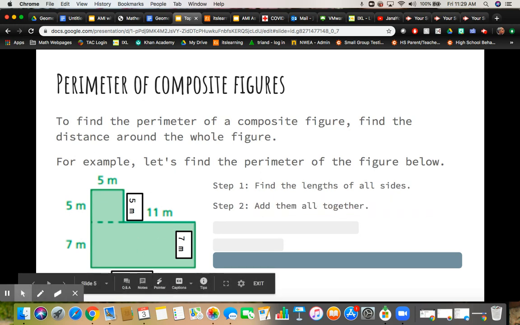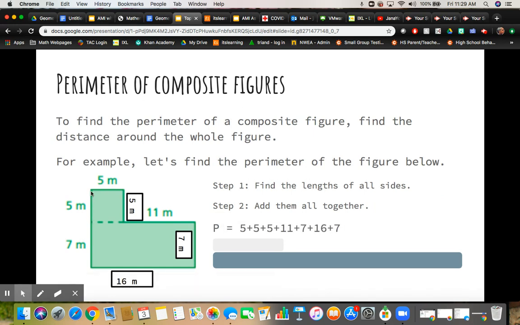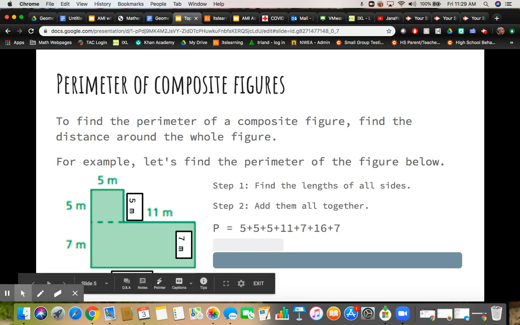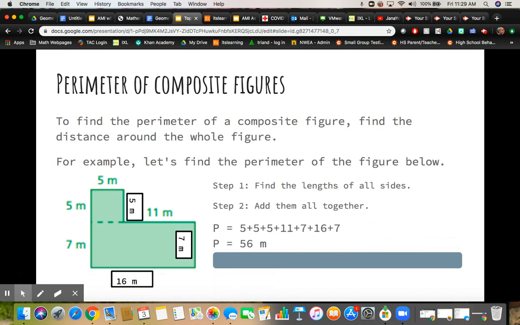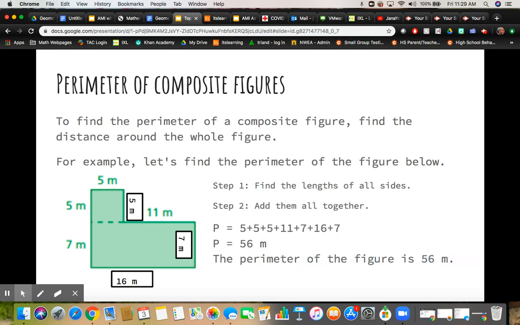We're going to add them all together. So we're going to say the perimeter is equal to 5 plus 5 plus 5 plus 11 plus 7 plus 16 plus 7. And when you add them all together, you get that it's 56 meters. So I just want to write this in the form of a sentence. And I would just say that the perimeter of the figure is 56 meters.